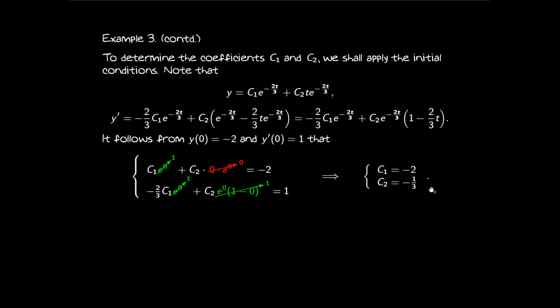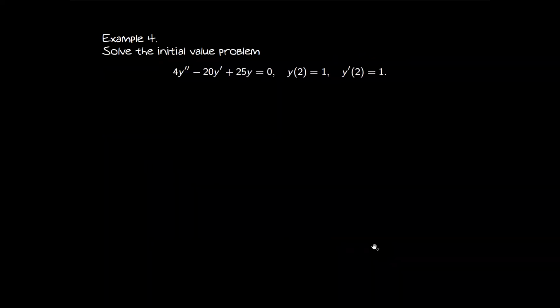So finally, we just plug the C1, C2 into the general solution, and we can get the particular solution to the initial value problem. Okay, example 4. Well, this one is similar to example 2 because the initial condition is given at 2, not 0. Let's see how we deal with this case.